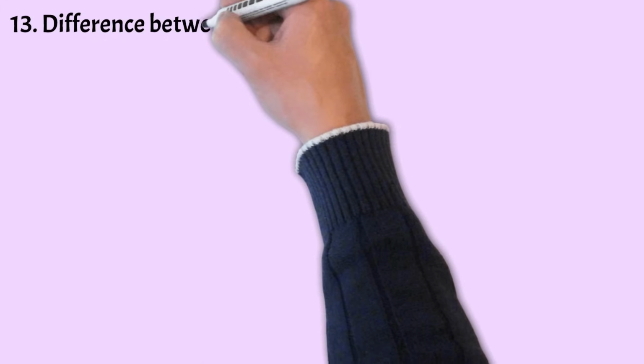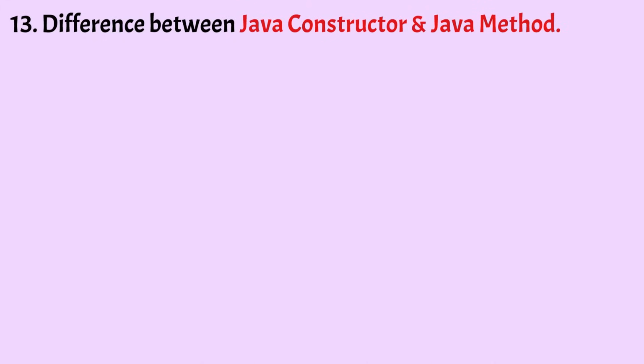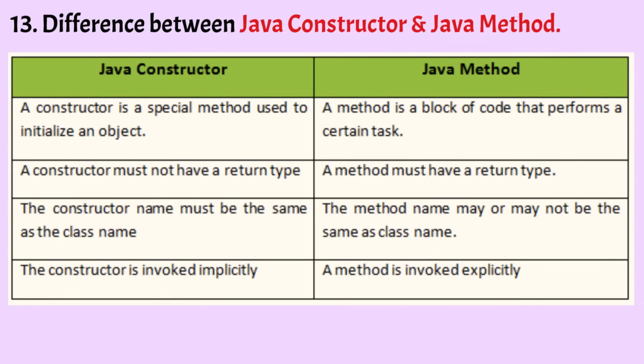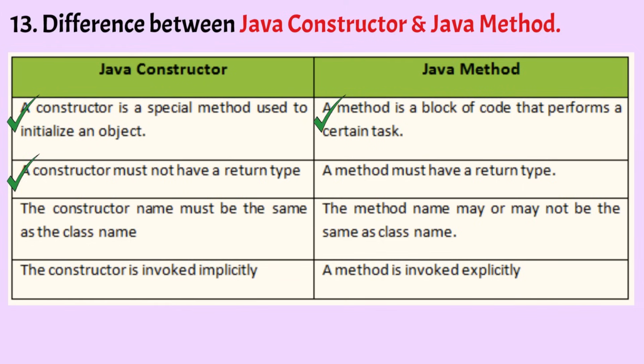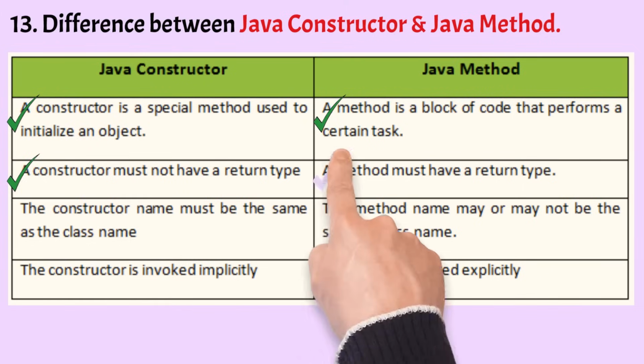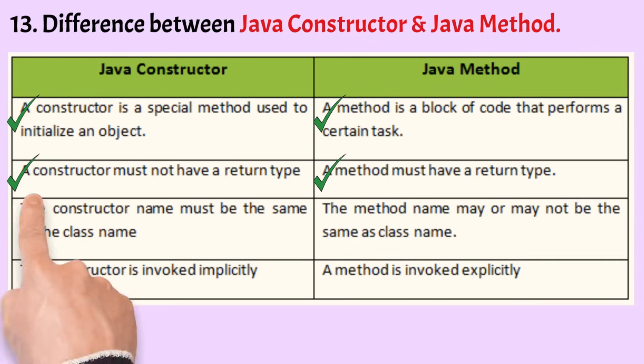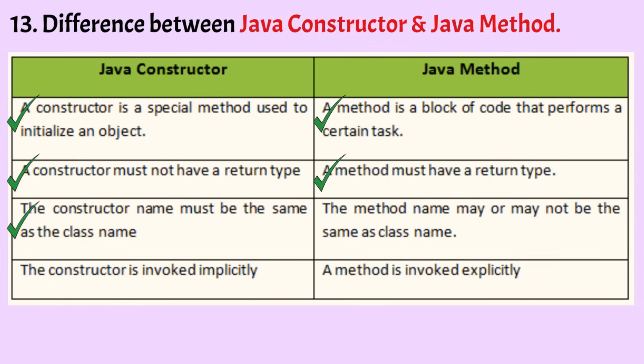Okay, so the next question is, explain the difference between a Java constructor and a Java method. A Java constructor is a special method used to initialize an object, whereas a method is a block of code that performs a certain task. A constructor must not have a return type, whereas a method can have a return type. The constructor name must be the same as that of the class, whereas the method name may or may not be the same as that of the class. The constructor is invoked implicitly, whereas a method is invoked explicitly.